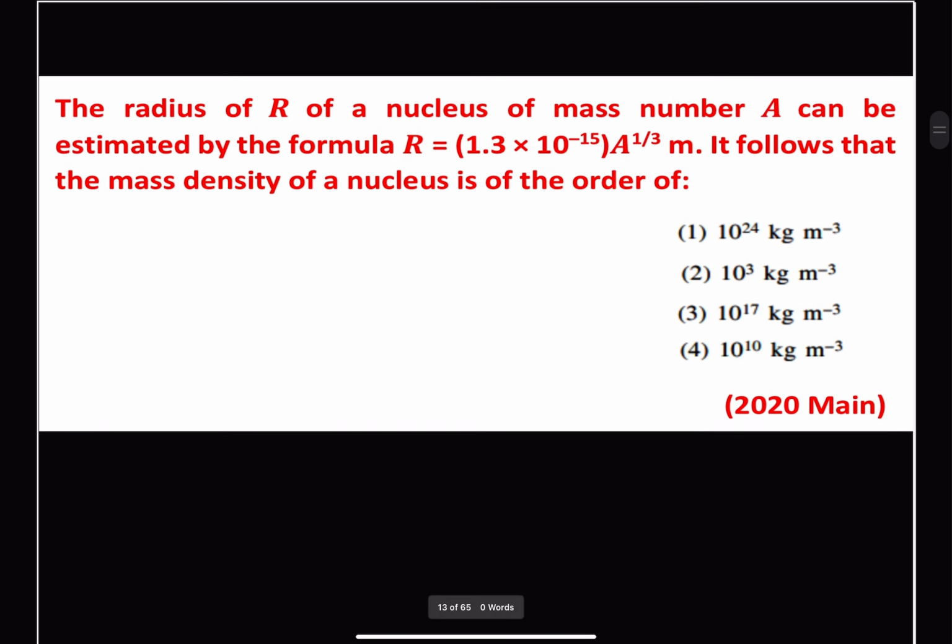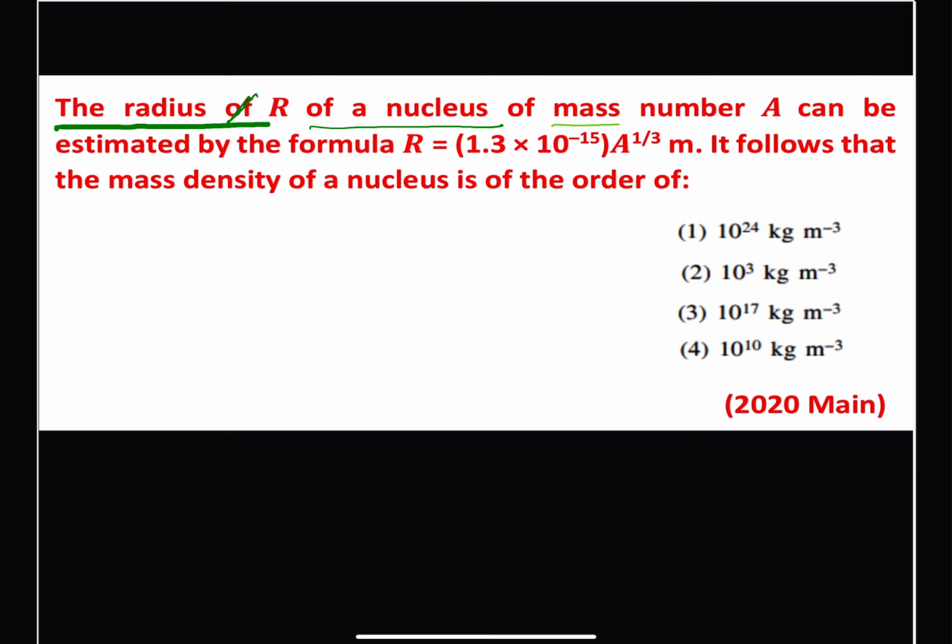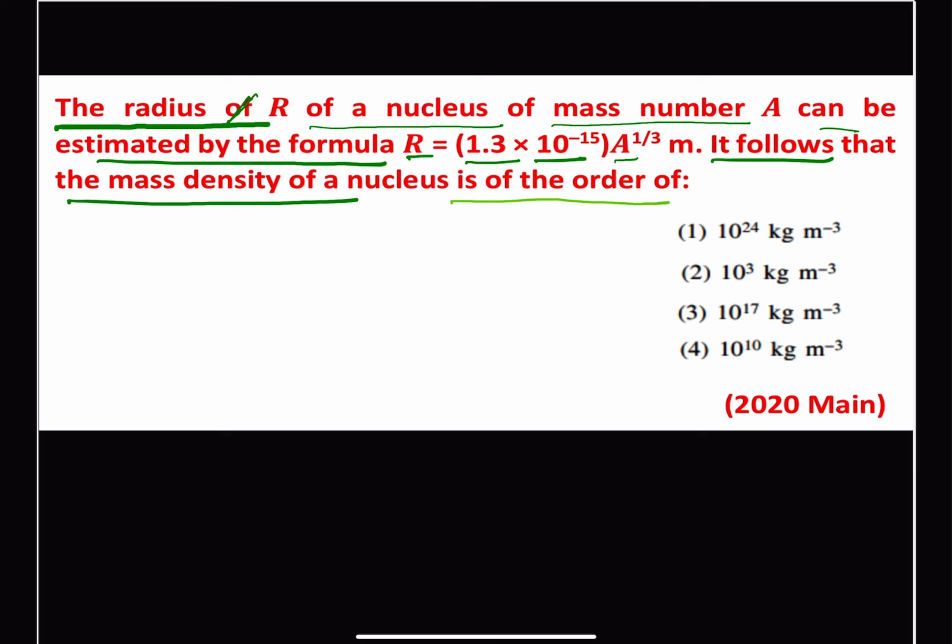Next question. It states that the radius r of a nucleus of mass number A can be estimated by the formula r is equal to 1.3 into 10 to the power minus 15 times A raised to power one-third, the cube root. It follows that the mass density of the nucleus is of the order of. So from the radius, we are basically going to find out what will be the order of the density.